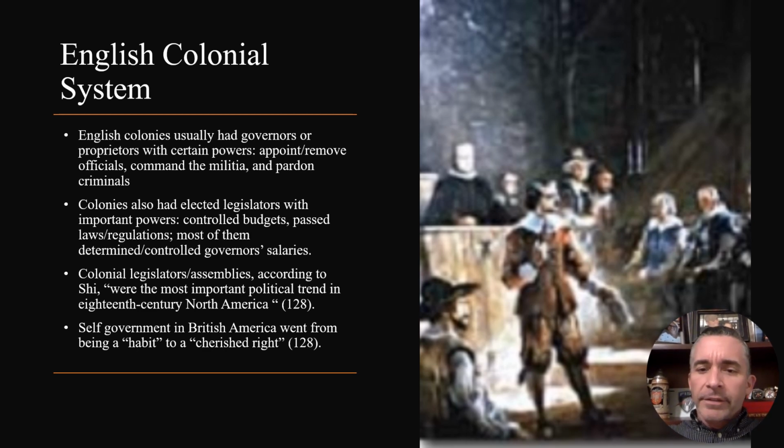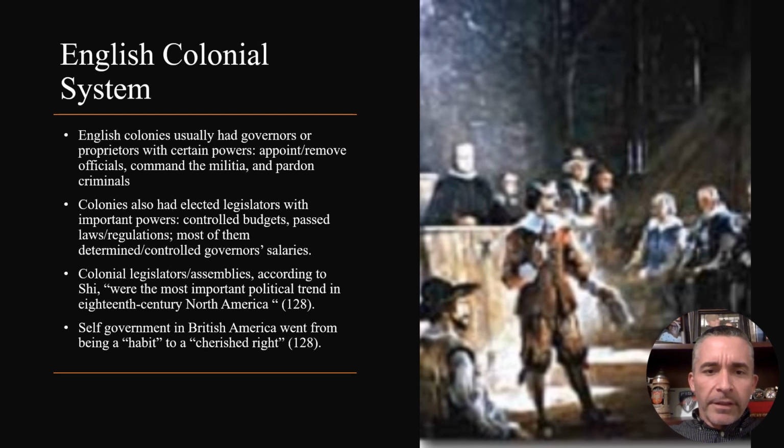But as a balance and a check against the governors, the colonists elected legislatures or assemblies or councils. And the legislatures or assemblies had important powers. They had what was called the power of the purse, where they did the taxing, they controlled government budgets, and they even, in many cases, controlled the governors' salaries, so they had influence over the governors. And they also could pass laws and legislation.